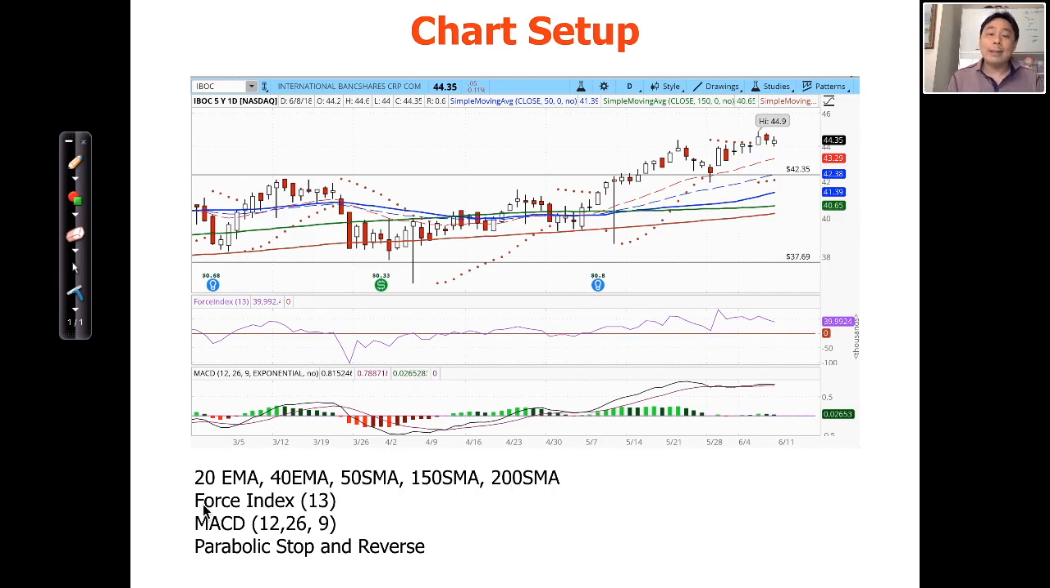I use three indicators: the force index with a default setting of 13, the moving average convergence divergence, MACD, with 12, 26, and 9 setting, which is a default setting, and the parabolic stop and reverse. And basically, these three indicators are momentum indicators. They help me to identify if there's bullish or bearish momentum in the stock. So let's take a quick look at how I set up the charts right now.